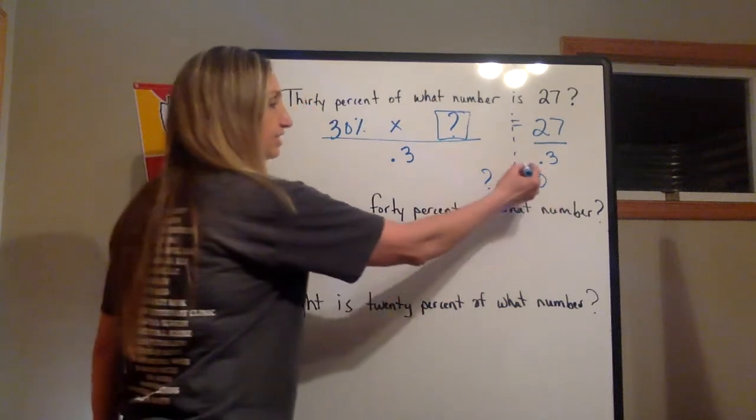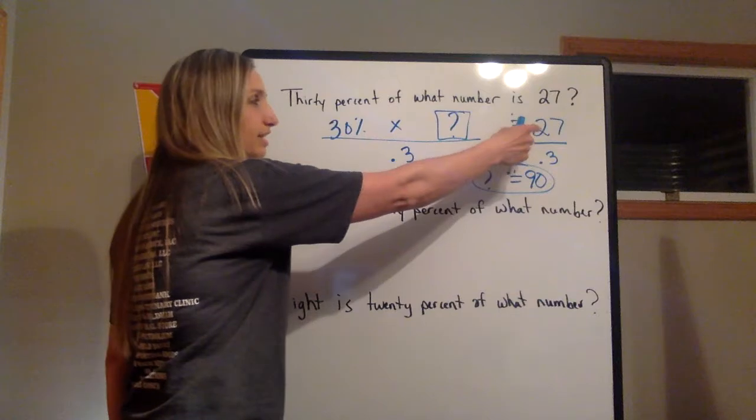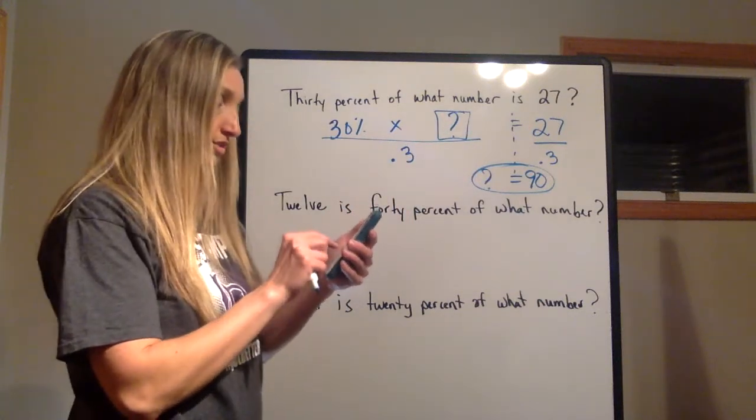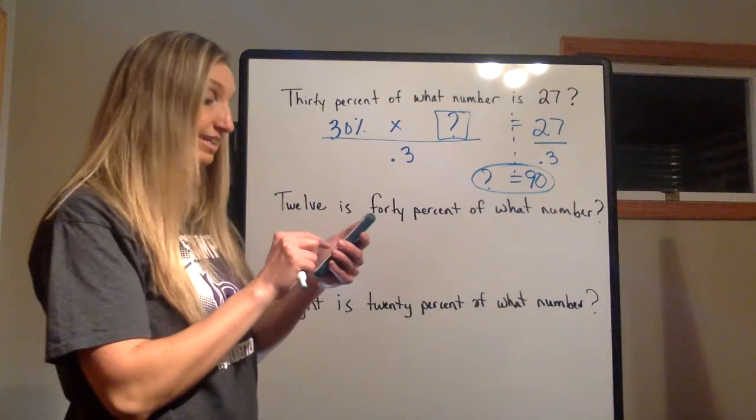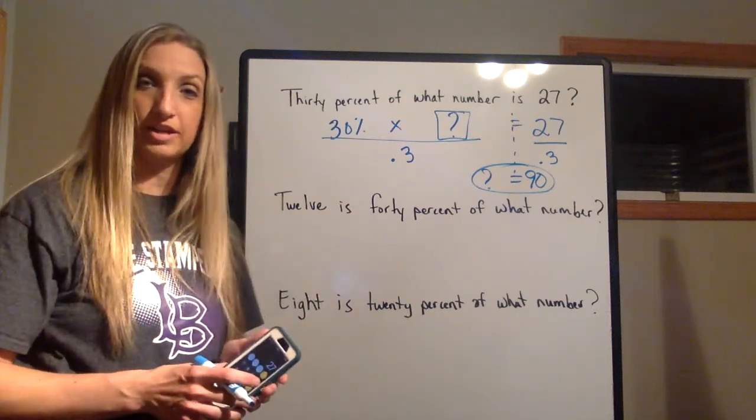Now I'm going to go back and see if this answer makes sense. 30% of 90 is 27. 30%, well, I can try that. I'm going to punch in 0.3 times 90. And yep, I got 27. So that has to be right, okay?